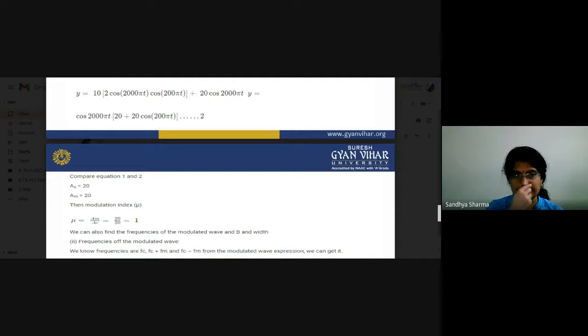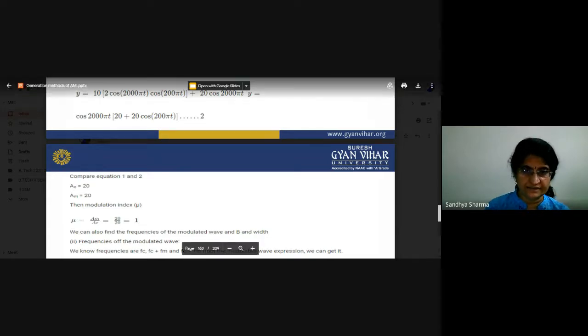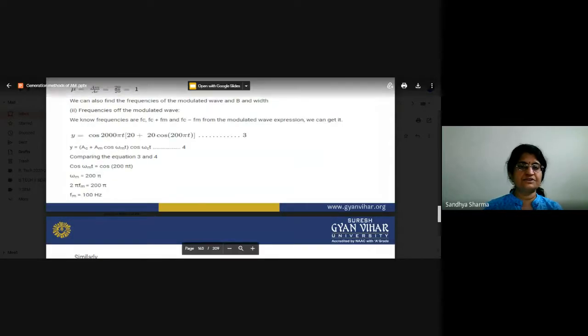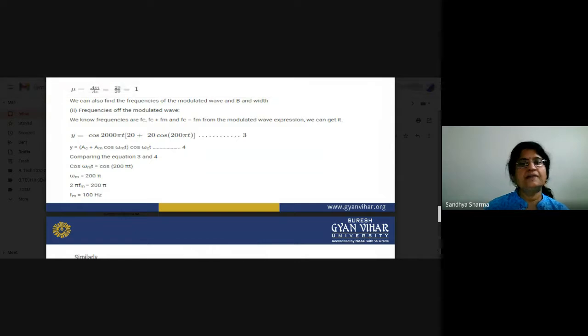Now you can see this part, how you can calculate the frequencies of modulated signals. Let's see here how we can calculate. This is the basic equation, and by using it you can compare it with your standard equation. So what about the standard equation? The standard equation is y equal to Ac plus Am cos omega mt, cos omega ct.